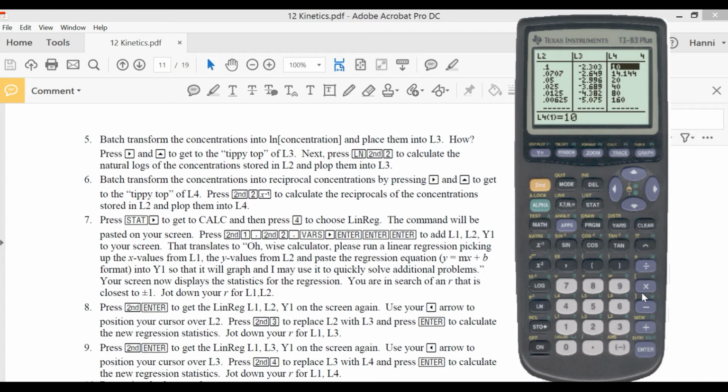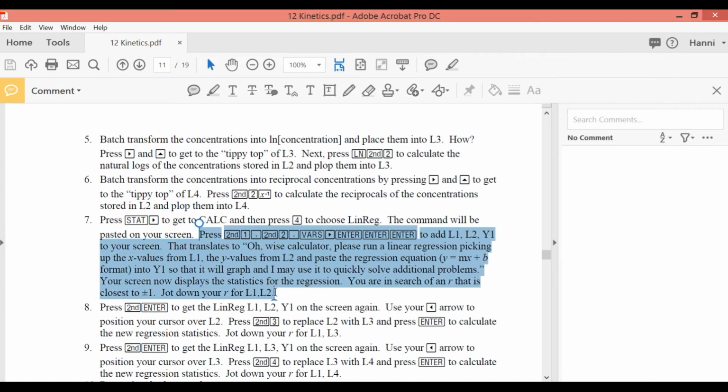Alright, step number 7. It says press stat, and we need to go over to the calc. And then from there, we're going to choose number 4, which is a linear regression, because we don't want an exponential curve, we want a straight line. Whichever one is going to give us a straight line, that is our order of reaction. So we have a regular linear equation, y equals mx plus b, or ax plus b in this case.